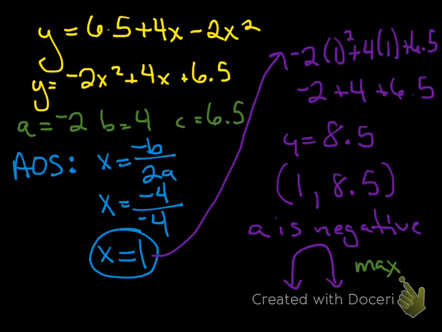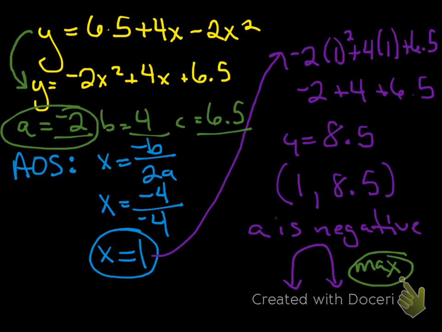Alright, so if you guys notice, the first thing I did is I took this equation and I rearranged it so that my x squared was first, my x was second, and then my constant was third. It just helps you keep track of it. Alright, so my A is negative 2, B is 4, and C is 6.5. When I plug all that in, you should have gotten x equals 1. Right, then you take your x equals 1 and you plug it back into your equation to get your y. So when you get that, you should get 8.5. So that means our vertex is 1 and 8.5. And because A is negative, that means that it's opening in a downward direction, so therefore it is a maximum.